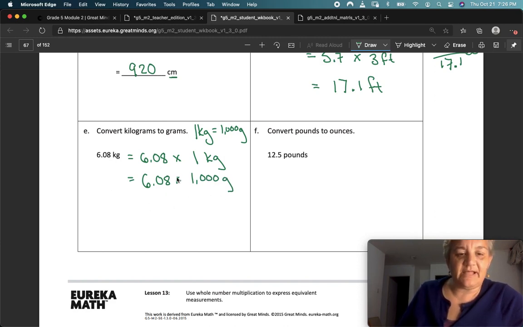Now I can just multiply, and I don't need to stack it or anything, because I can multiply pretty easily here. I can just move this over 1, 2, and then add a 0 3 times. 6,080 grams. Okay, you should be able to multiply that in your head.